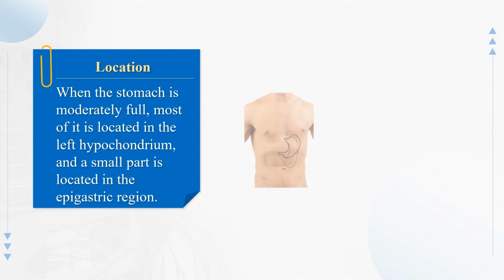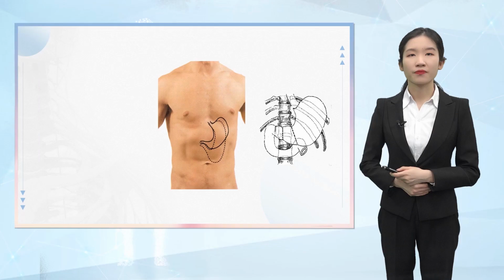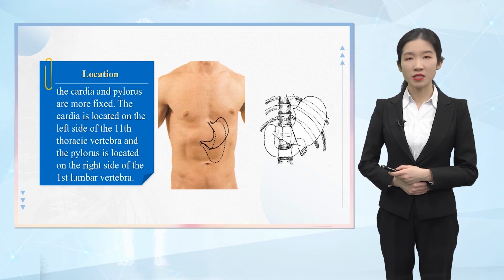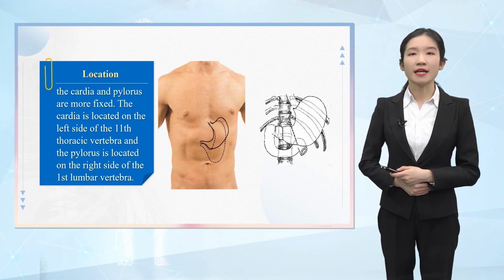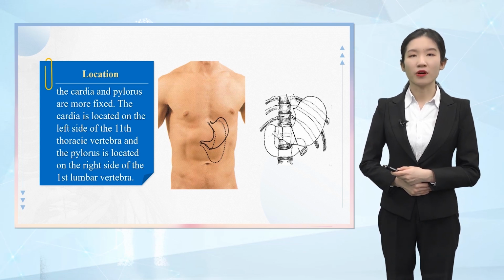Location. When the stomach is moderately full, most of it is located in the left hypochondrium, and a small part is located in the epigastric region. The cardia and pylorus are more fixed. The cardia is located on the left side of the 11th thoracic vertebra, and the pylorus is located on the right side of the first lumbar vertebra.